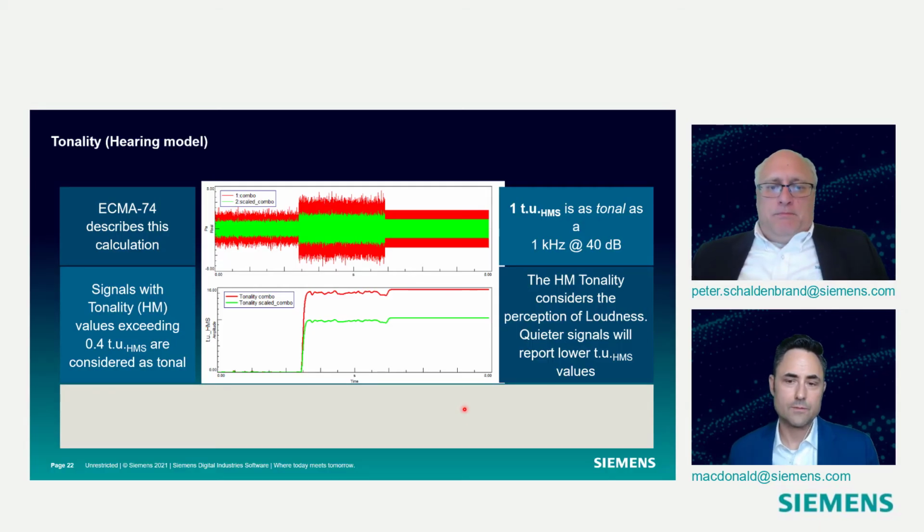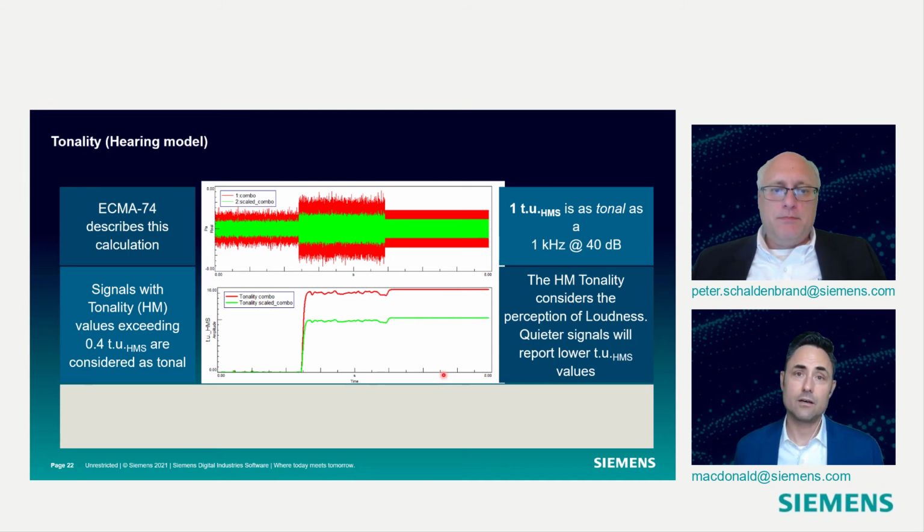But one of the cool things about the hearing model tonality is that it scales with loudness. So as a tone or a signal gets louder to us, our perceptibility of tonality actually goes up. A louder signal with the same tones to background ratio will appear more tonal to us than a quiet signal.